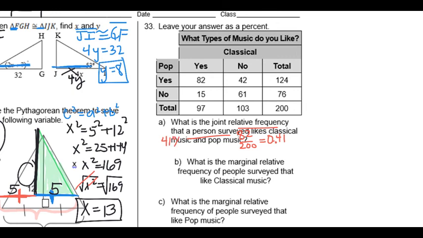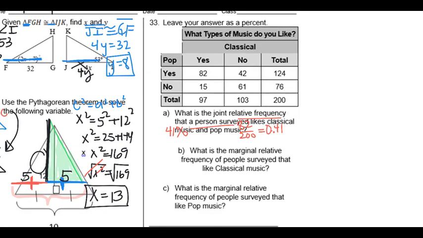Okay, for the marginal frequency now, those are going to be your margins. That's going to be these numbers and these numbers. Also, again, divided by the 200. So we're going to use those. And this time they're asking us to find the marginal relative frequency of people surveyed that like classical music. So all the total people that like classical music is 97. And we're going to put that 97 over the 200. And that's going to turn into 0.485, which if you multiply that by 100 turns into 48.5%.